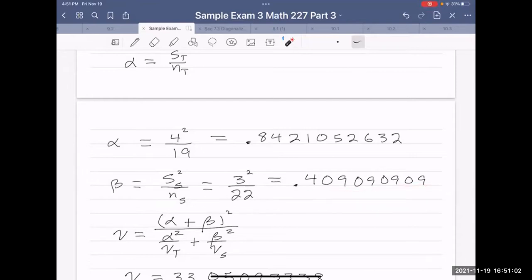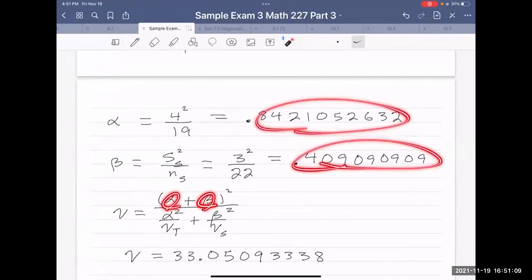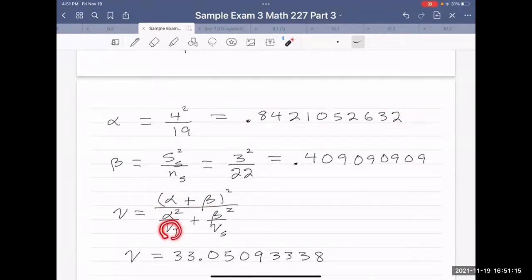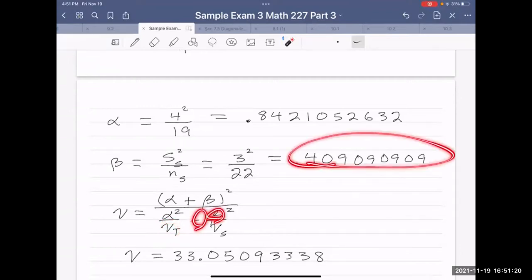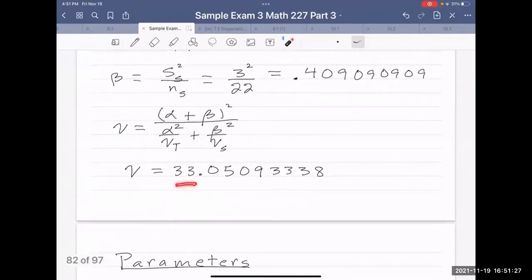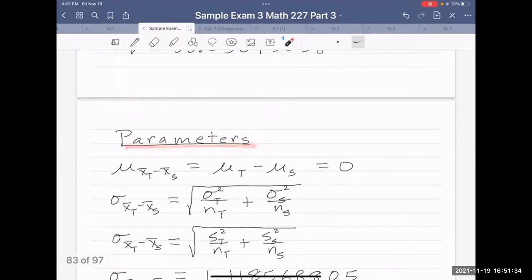So the degrees of freedom is (alpha plus beta) squared divided by alpha squared over the degrees of freedom for treatment, which is 18, plus beta squared divided by the degrees of freedom for the sham, 21. So I get 33.05093338. Let me determine my parameters.